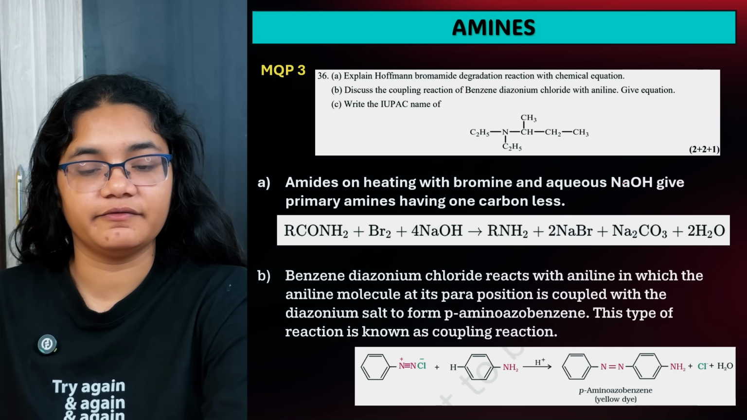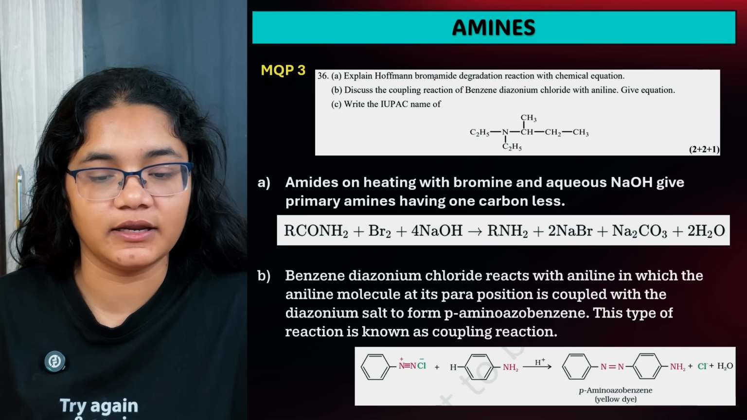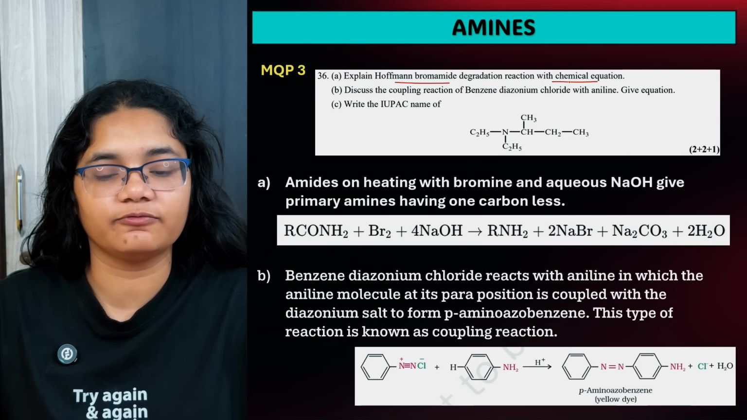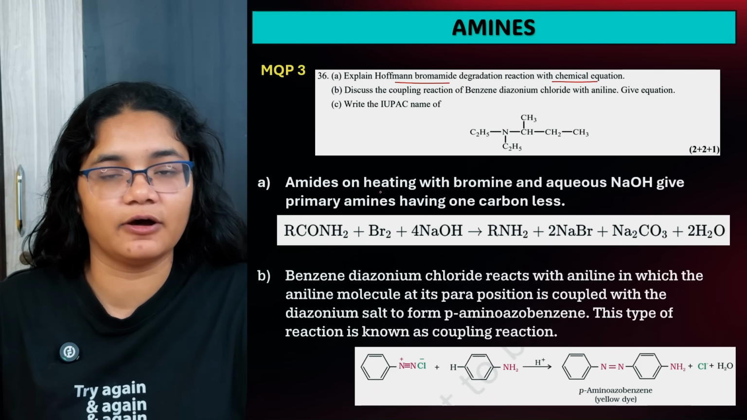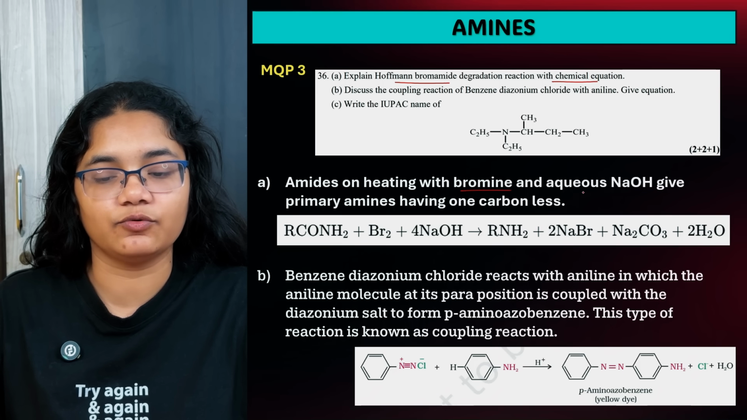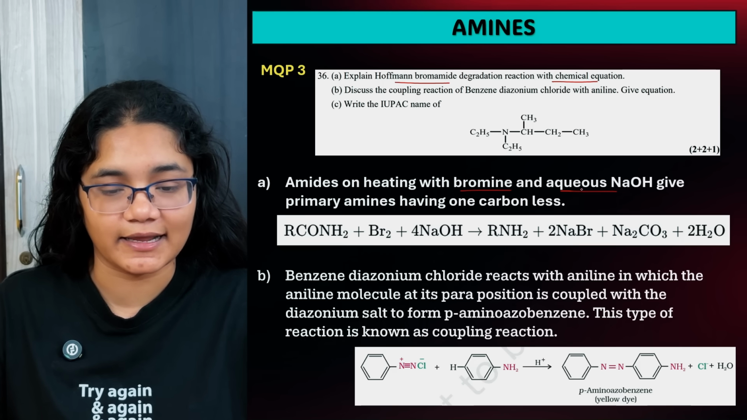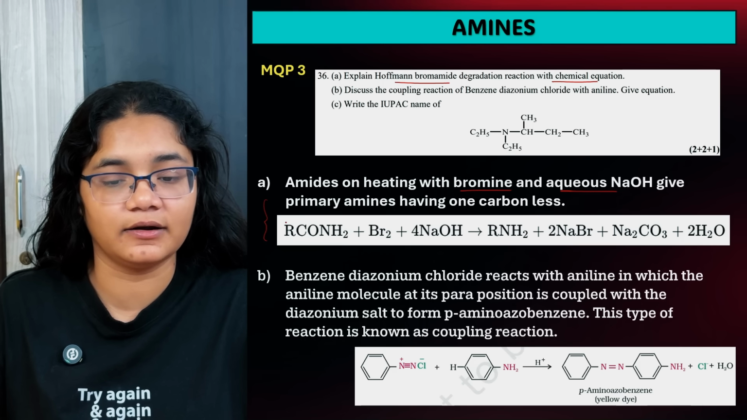Okay, now we will see model question paper 3, explain Hoffmann bromamide degradation with chemical equation. So Hoffmann bromamide degradation, when amides are heated in presence of bromine and aqueous NaOH, it gives you primary amines with 1 carbon less. Okay, so that is your Hoffmann bromamide degradation.